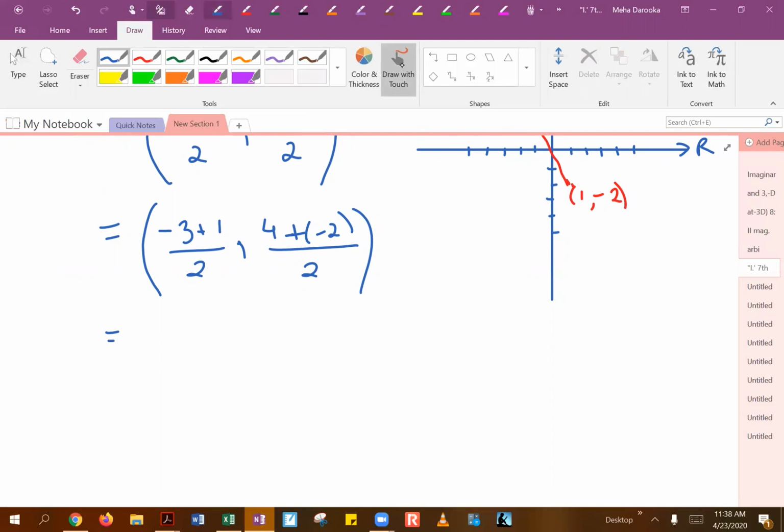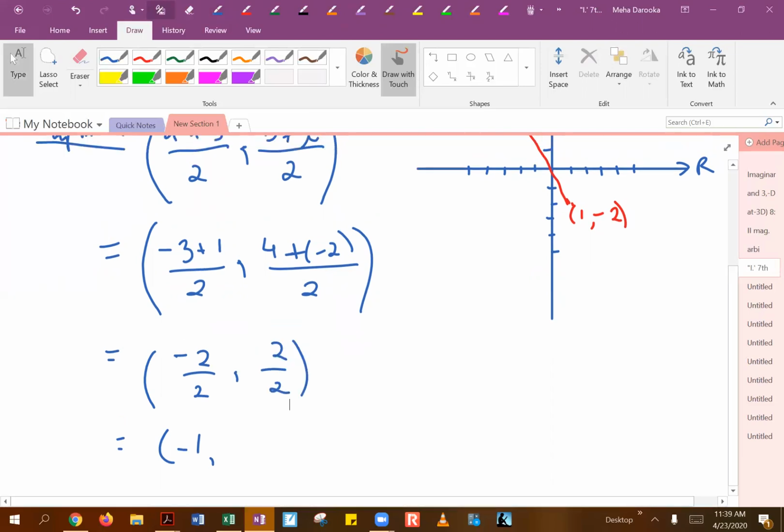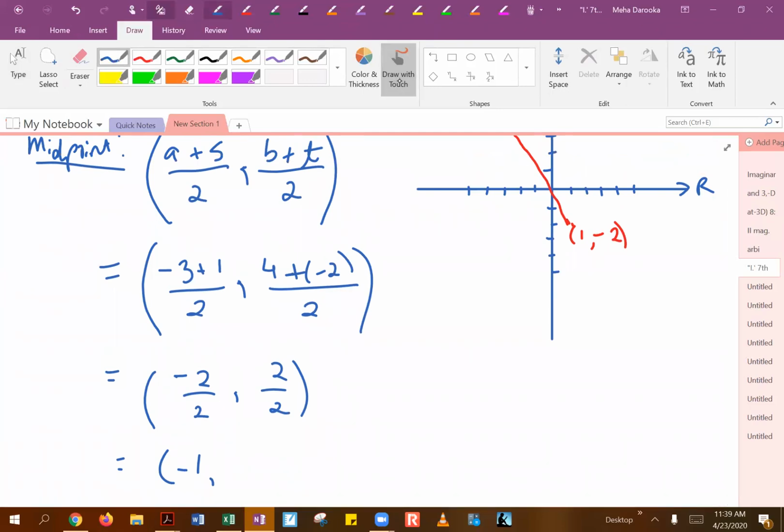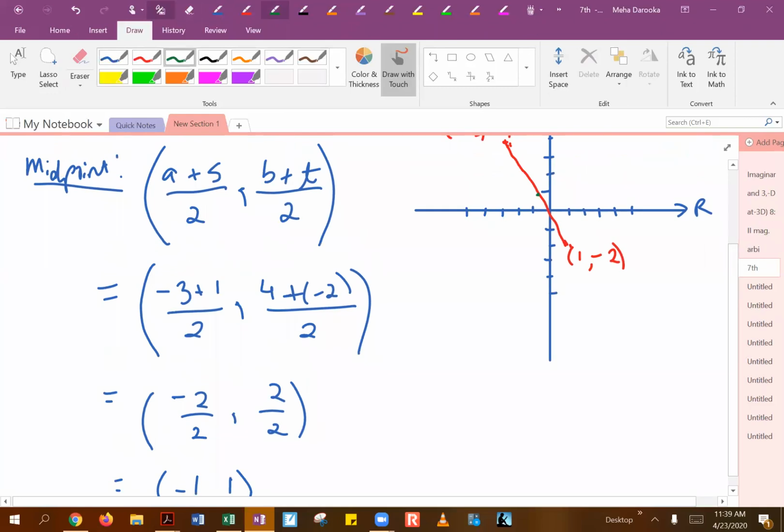Okay. All right, yeah, because this will give you -2/2, which will end up becoming -1, okay? And this one will give you +2/2. That becomes +1. So we are looking at -1, +1, which would be right over here. Okay, very good.